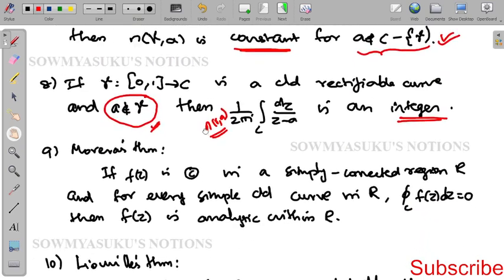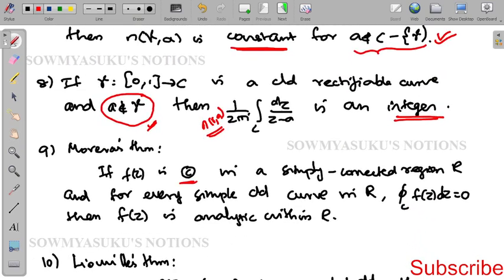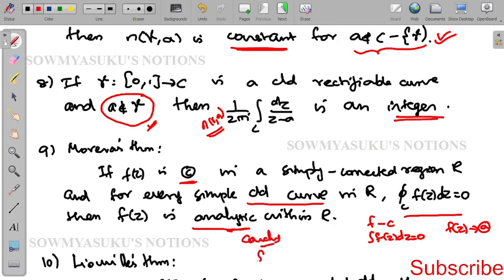Now the ninth one, Morera's theorem. If f(z) is continuous and for every simple closed curve gamma, together with the condition that the integral over C of f(z) is equal to 0, then you can say that f(z) is analytic. The same you can see in Cauchy's theorem. Cauchy's theorem says if f(z) is analytic in a simple closed curve, then the integral over C of f(z) is equal to 0. Here it is f continuous, which is like the converse.